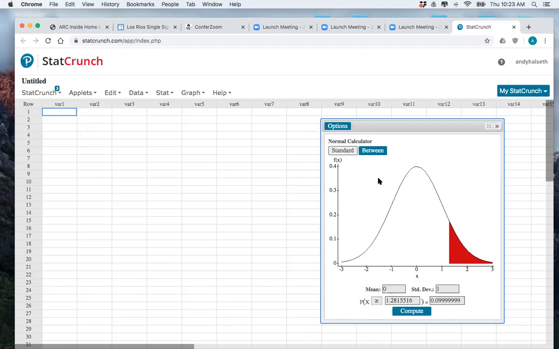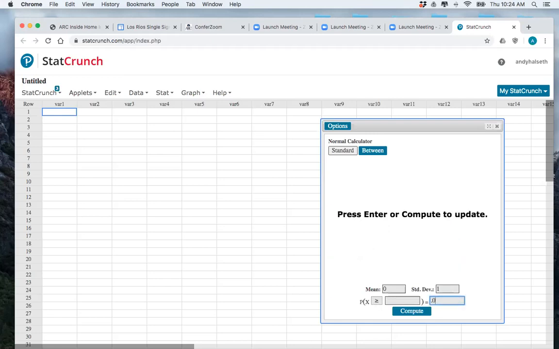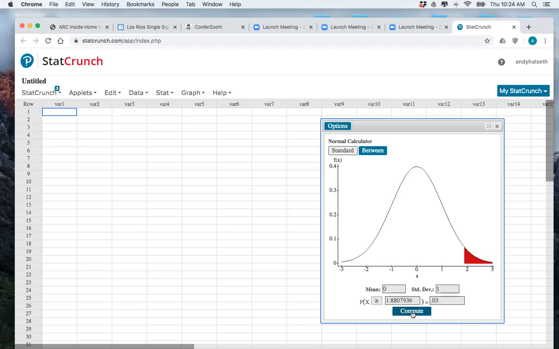Okay, so suppose it's a right-tailed test and your alpha is 3%. So for a right tail, I'm going to go greater than, and then over here, I'm just going to put in 0.03. And then my critical value would be 1.88. So typically you don't have to use this because you can just use that little table I gave you. You're only really going to have to use this if it's some obscure alpha, like in this case 3%.